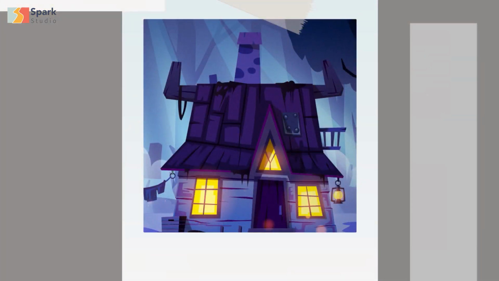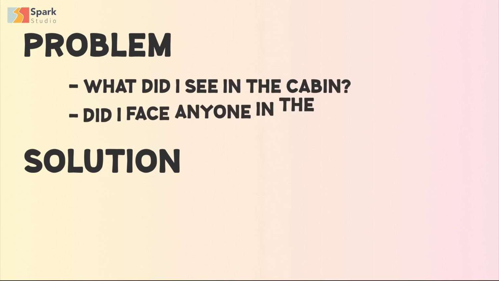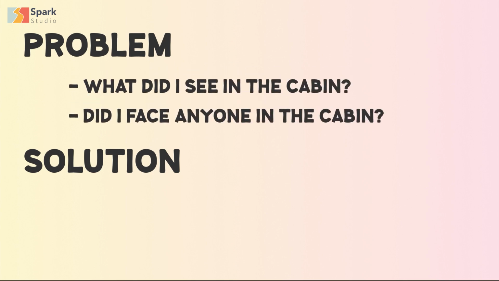But wait, the story isn't over yet, right? We still have two very important parts of the story that we have to arrive at. Now, that is the problem and the solution. Now, you can arrive at the problem of the story by coming up with very simple questions. In this case, I can ask, what did I see in the cabin? Did I face any problems with certain characters that I found in the cabin? And you can come up with many more questions that way.